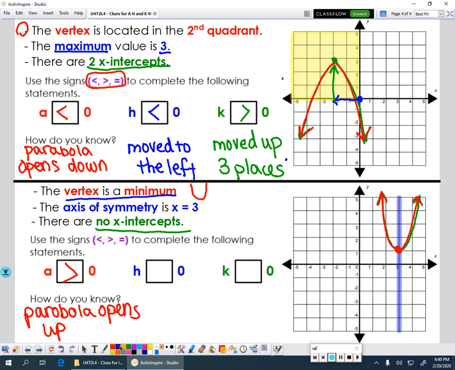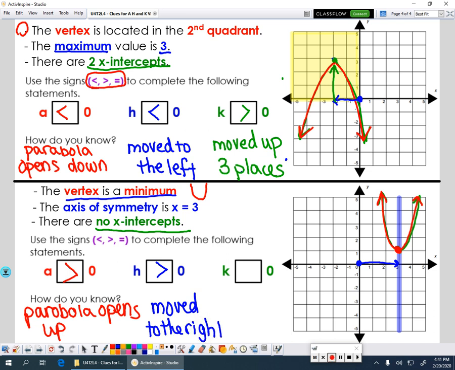All right, let's look at h. My h value moves to the left or the right. So again, for my parent function, I moved over here to the right. Moving to the right means I moved positive 3 places. That means h has to be positive, so it's going to be greater than 0. How do I know? Because my vertex moved to the right.